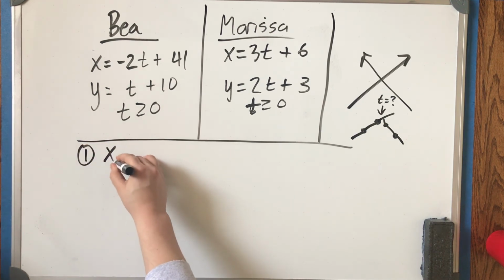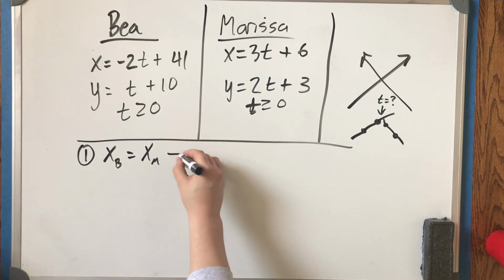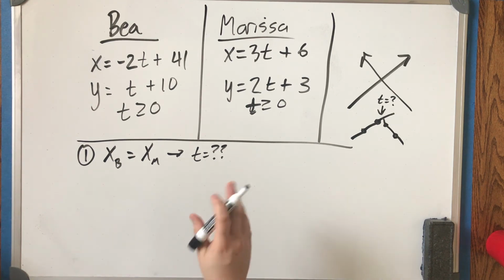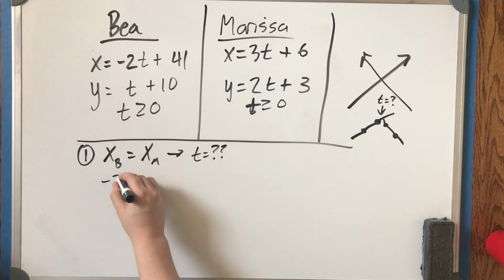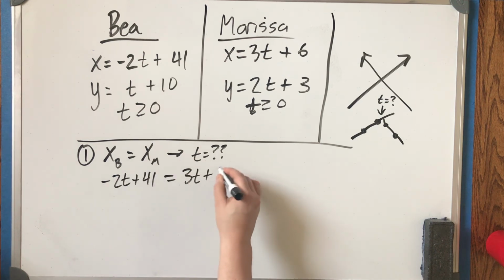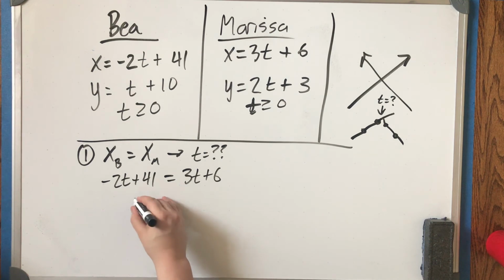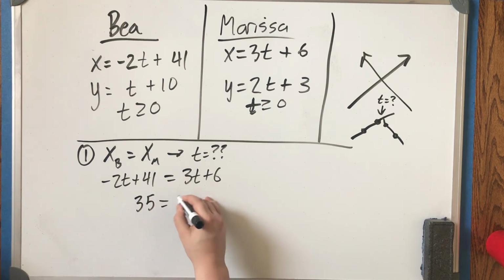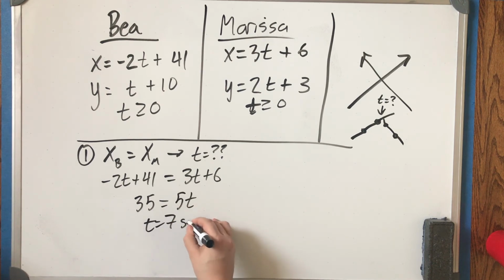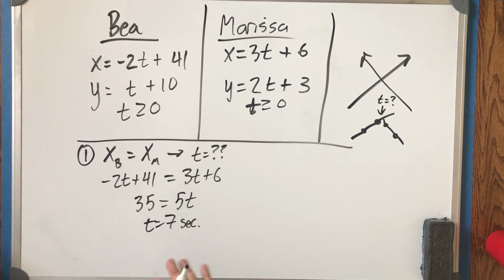I'm going to set Bea's x value equal to Marissa's x value, and I'm going to see at what time their x values are equal, just their x values. Okay, so I'm going to do negative 2t plus 41 for Bea and 3t plus 6 for Marissa, and do a little bit of solving here. So that's going to be 35 equals 5t. So t is going to equal 7 seconds here. So their x values are equal at 7 seconds.